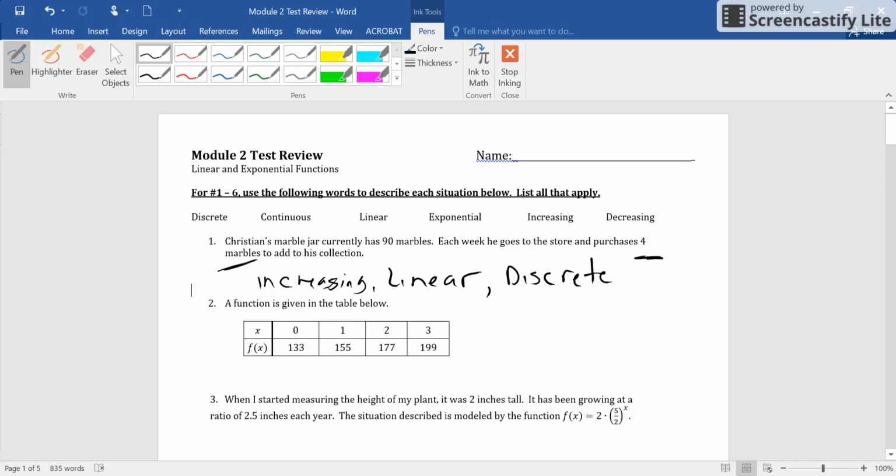Okay, the second one, since we have a table, anytime that they just give me a table and it's a sequence like this, it also has to be discrete. Okay, I'm going to look at this. It's plus 22, plus 22, plus 22. So it's increasing. Okay, and since it's plus 22, that's a common difference. So it is linear.